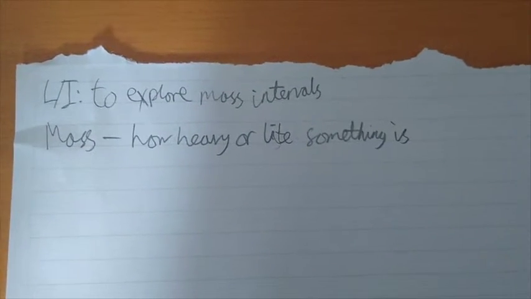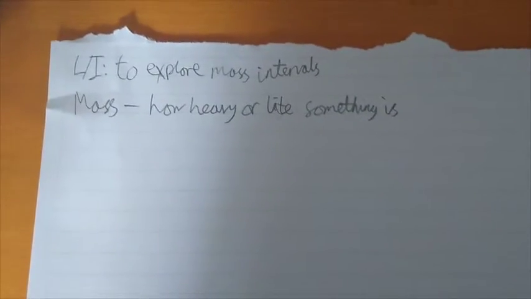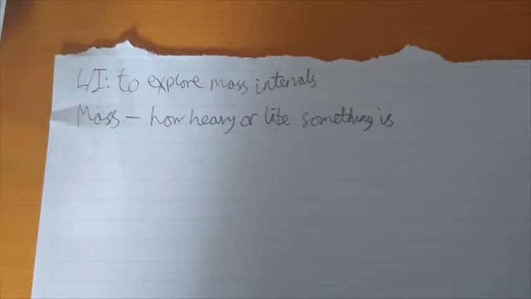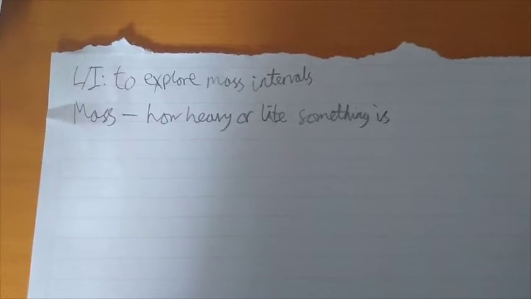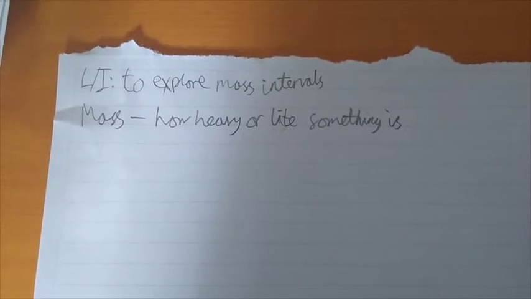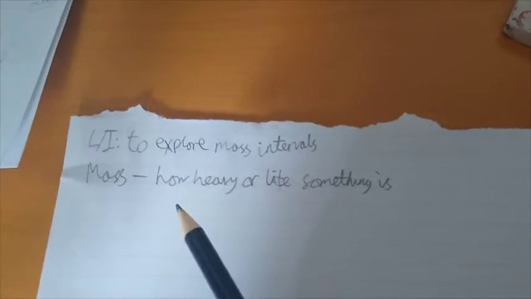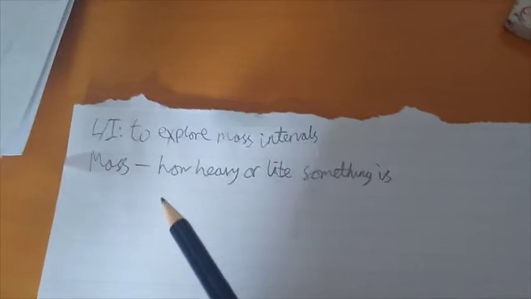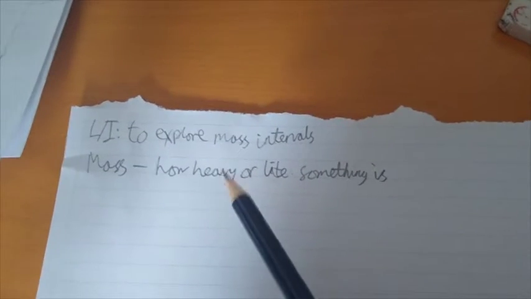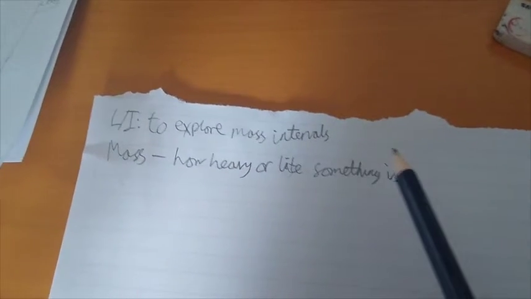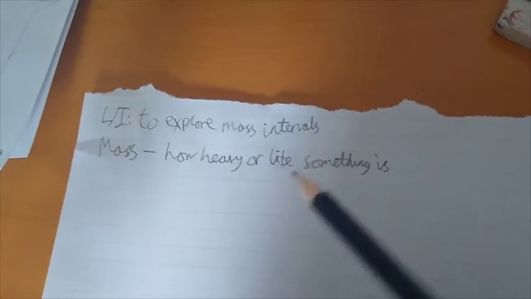So the definition of mass is how heavy or light something is. So if something's heavy, like a television or a games console, that is very heavy. Whereas something light might be an apple. This tripod stand is very light, for example. This ruler is very light. So light is the opposite of heavy. So mass, once again, is how heavy or light something is. So it's pretty much how much something weighs.